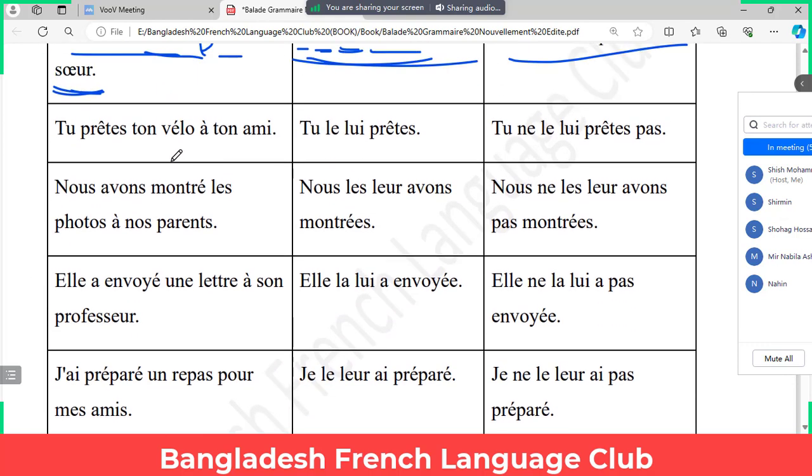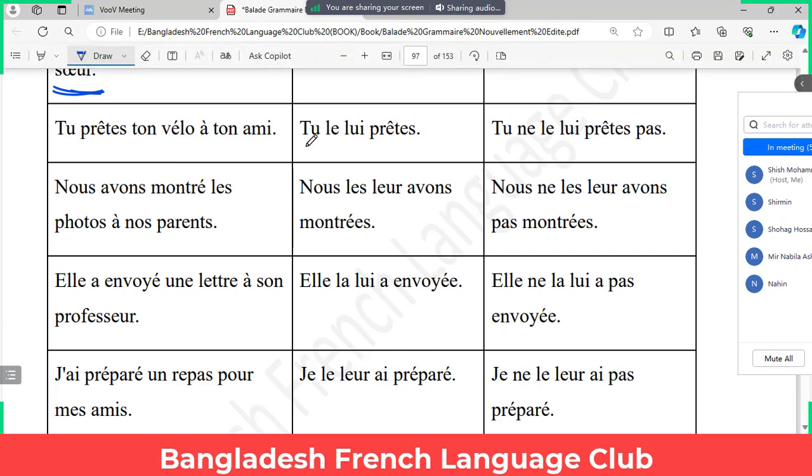Next one. Okay. Tu fais toto velo. Autonomy. Means... it means lend. You lend your velo, your bike, to your friend, right? Good, good.